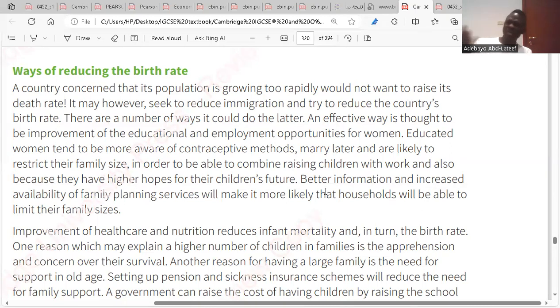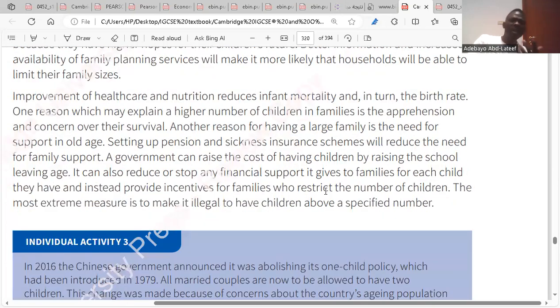So because they are educated, they understand what it means to have children that they can take care of. So they feel like, oh, if I have 3 kids, I need to have the financial capability for 6 kids for me to take care of 3 kids very well. So this mentality changes their perception about giving birth to a lot of children. So that is the point they are making here. So they are better informed to understand the consequences of giving birth to more children. I think it's clear. Improvement of healthcare and nutrition reduces infant mortality, and in turn the birth rate.